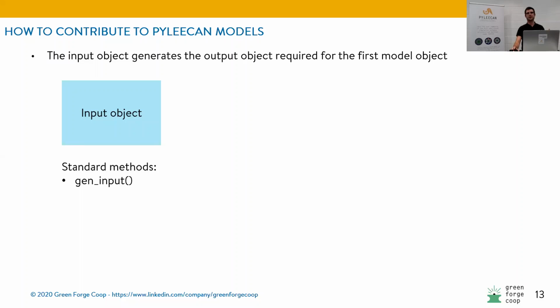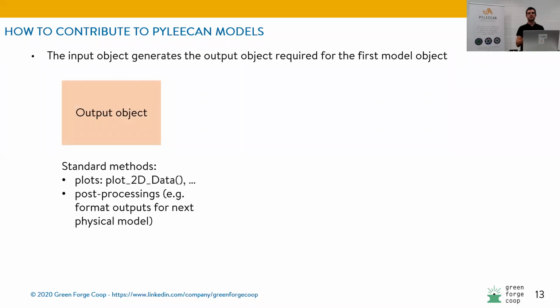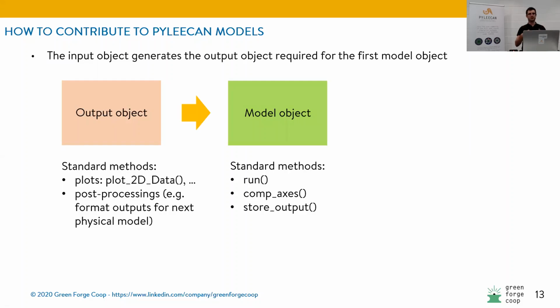So when we begin the simulation, the first input object will generate the output object. And if we talk about standard methods, then this input object will have a method whose name is gen input, that will create the output object. And from this output object, we can start the model execution. Then this model object will have several methods, and the first will be run to execute the model. But then we also need to calculate, for example, the time and the angle discretization. And for this, we use comp axis. Helen will talk about this using SciDataTool.